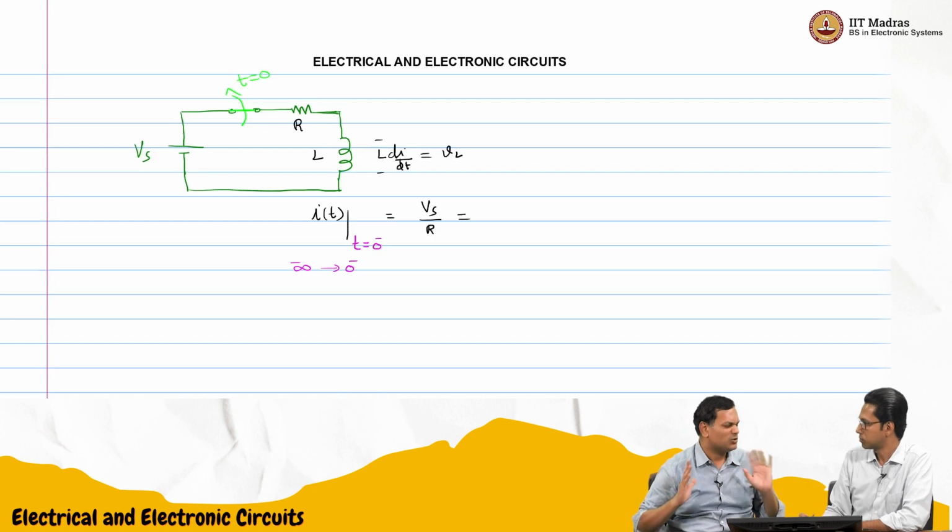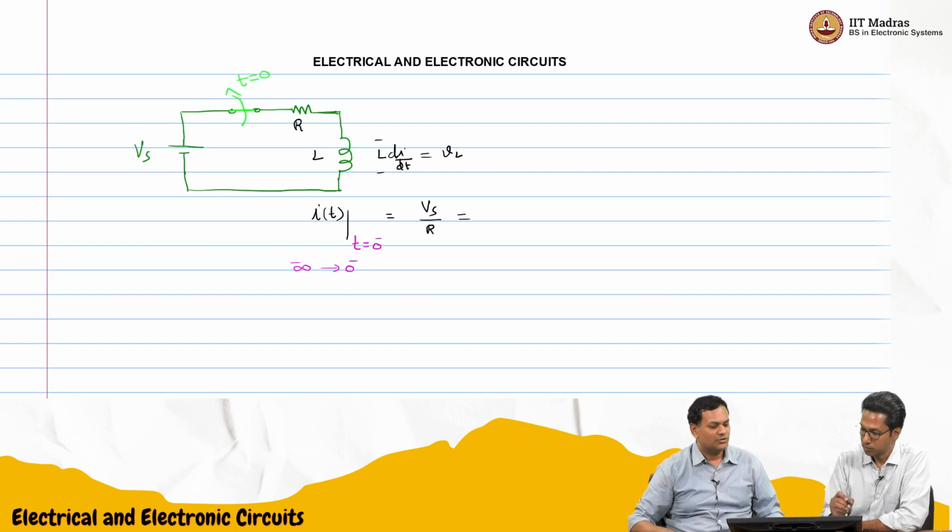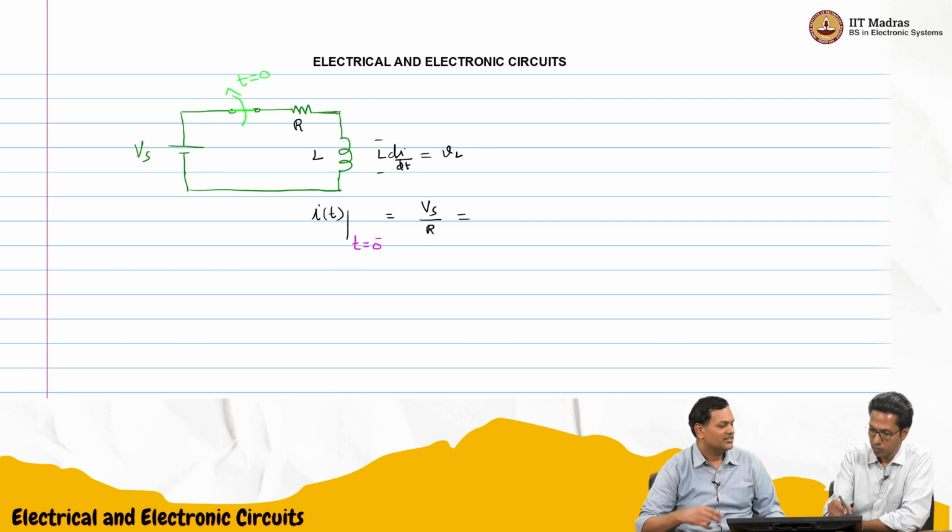Whenever you close it, there has been enough time waiting for the current to settle, meaning there is a fixed value, so the derivative will be 0. In fact, that's what we said last time as well. The current does not change, the di by dt is 0, therefore the voltage across the inductor is 0, so it's a short circuit. That's the way we analyze that.